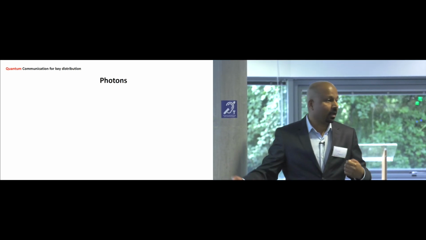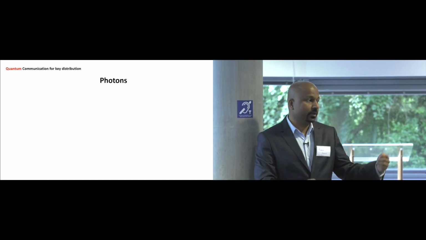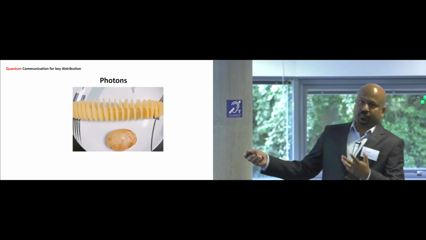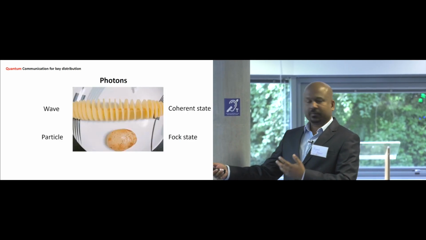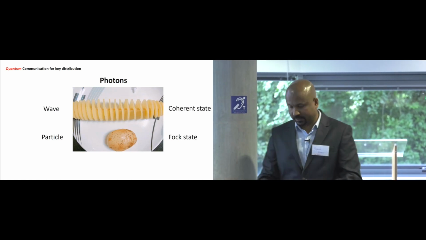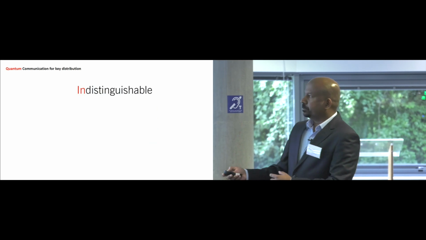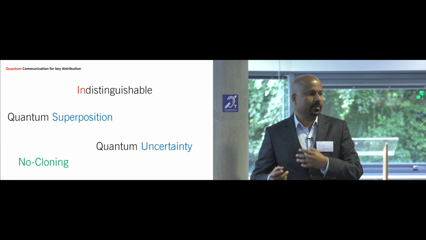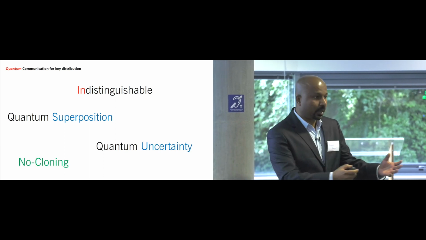Transmitting the key is a problem. How do you securely transmit the same key between two different persons? So we use quantum systems, photons. Photons are sometimes waves, sometimes particles, so we use coherent states or Fock states in quantum optics. Let's talk about how we make it indistinguishable. The message must be indistinguishable for a third party. So how do we make it?